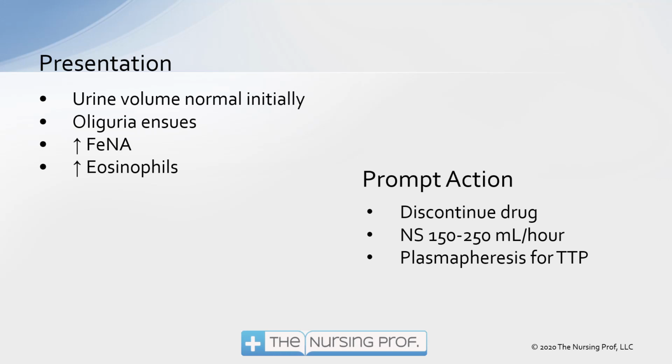We want to discontinue the drug. We want to try and flush it out. So in the same way, if you've got acid that's burning a hole in your coffee filter, if you flush a lot of water through it, hopefully you'll dilute the acid enough to move it through the filter without causing a lot of damage. If your patient has thrombotic thrombocytopenic purpura, then we may have to use plasmapheresis.